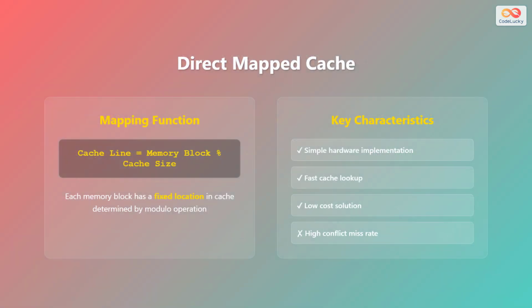Let's focus on direct mapped cache. In this type of cache, each memory block has a fixed location in the cache, which is determined by the modulo operation. The formula is cache line equals memory block modulus cache size. Some of its key characteristics are simple hardware implementation, fast cache lookup, and a low-cost solution. But it has a high conflict miss rate.